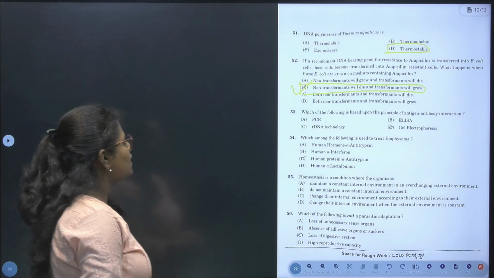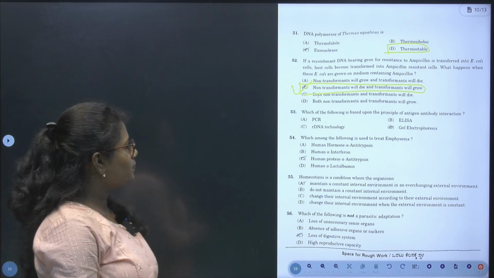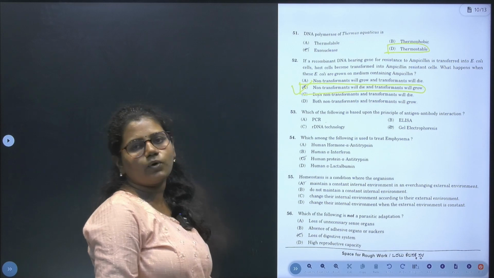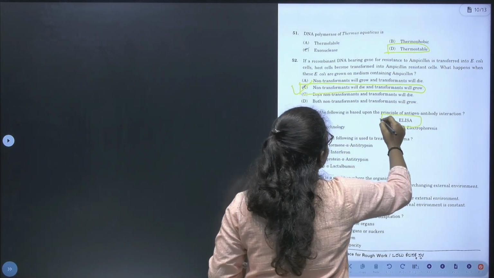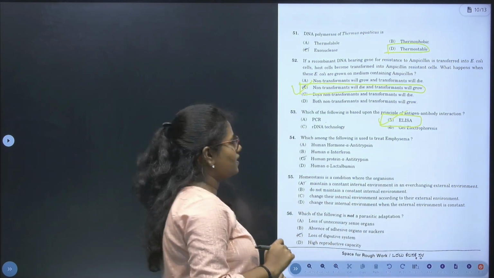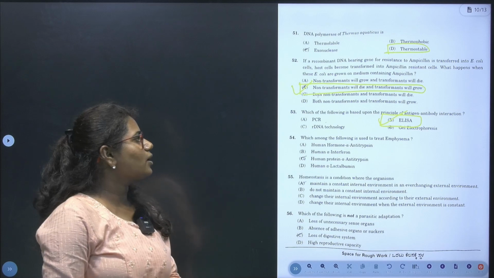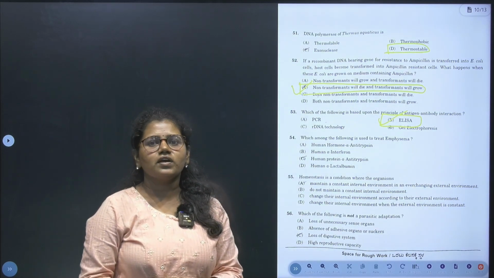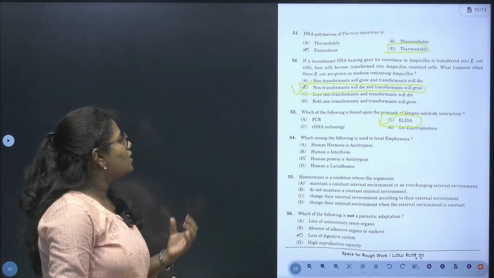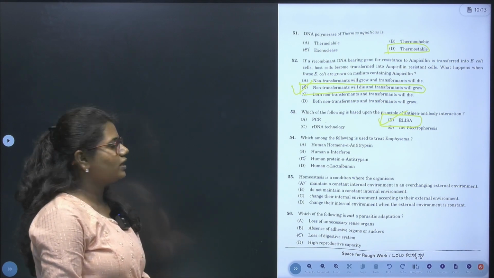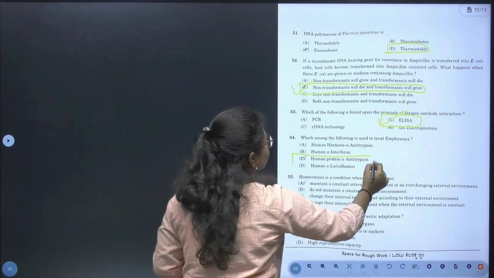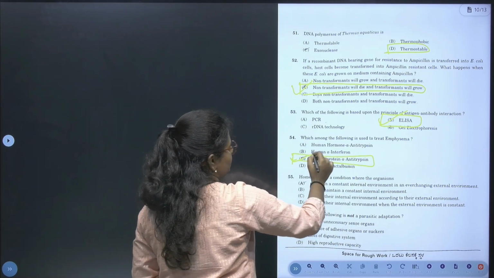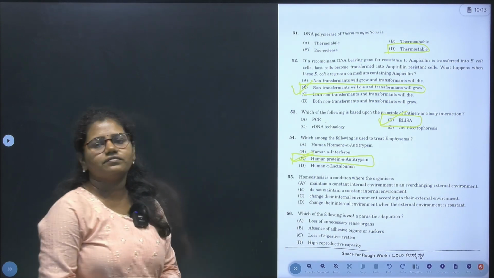Next question is, which of the following is based upon the principle of antigen-antibody interaction? This is a direct question, that is ELISA, enzyme linked immunosorbent assay. It is based on the principle of antigen-antibody interaction. Next question, which among the following is used to treat emphysema? That is human protein alpha antitrypsin. It is used to treat the disease emphysema.